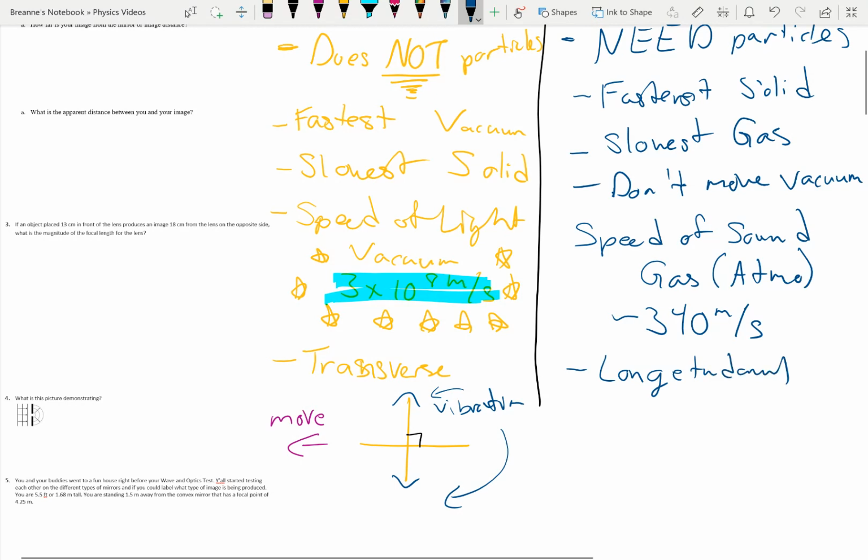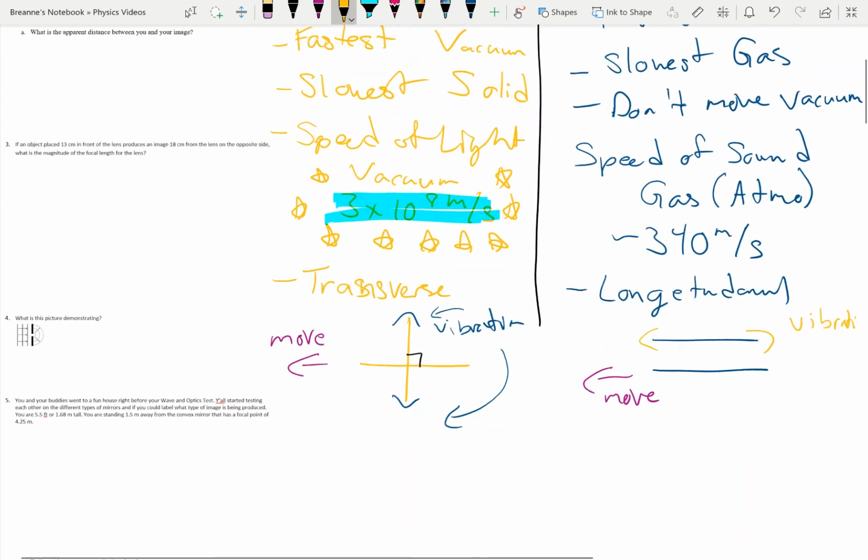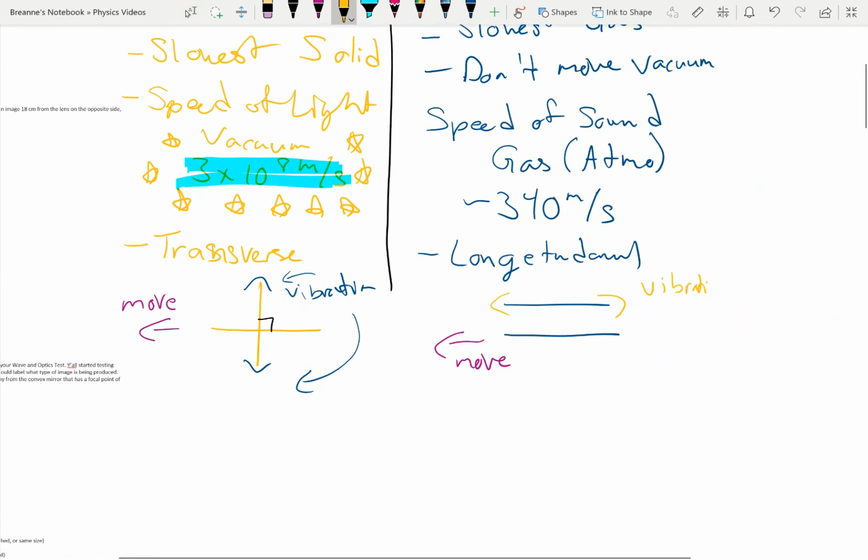Longitudinal. Since they're longitudinal, that means they are parallel. So if we have movement going this way, that means the vibrations are going left and right. The vibrations are going left and right, so they're going parallel to the motion.